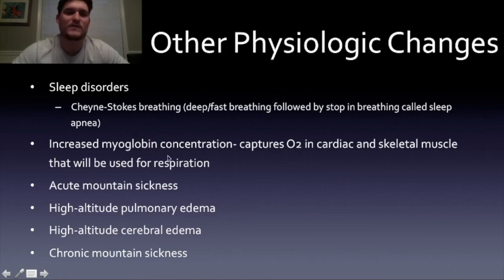Another thing that occurs is increased myoglobin concentration. So myoglobin is very similar to hemoglobin, except that it only holds on to one oxygen molecule, and so it just holds oxygen at the site of the muscle tissues. And so since you're going into an environment where there is lower oxygen, one of the pathways, in addition to increasing the hemoglobin content, is to increase the myoglobin content.